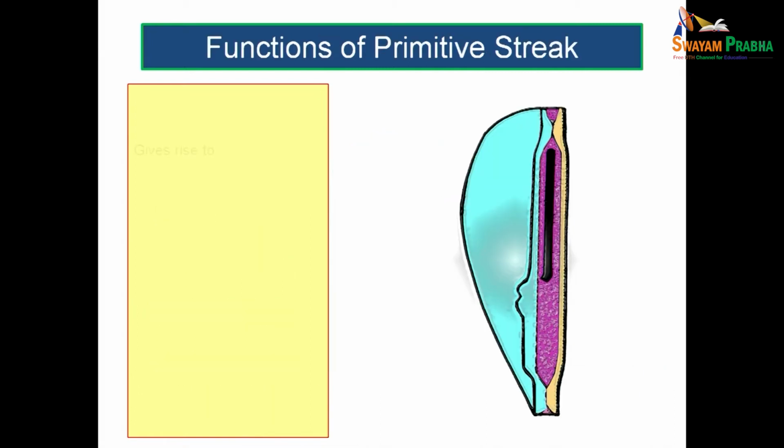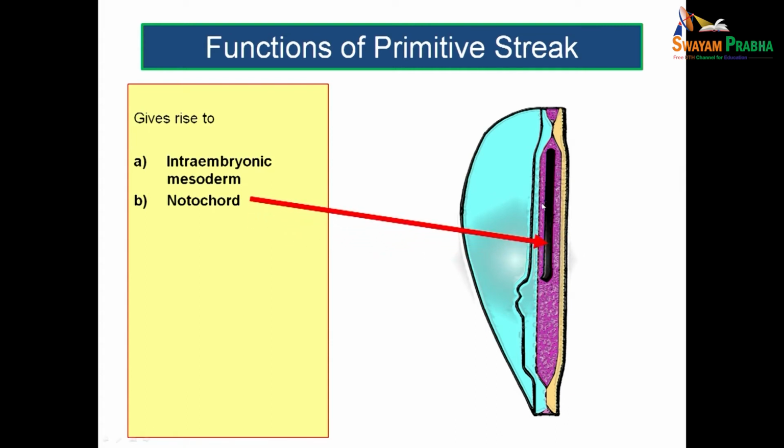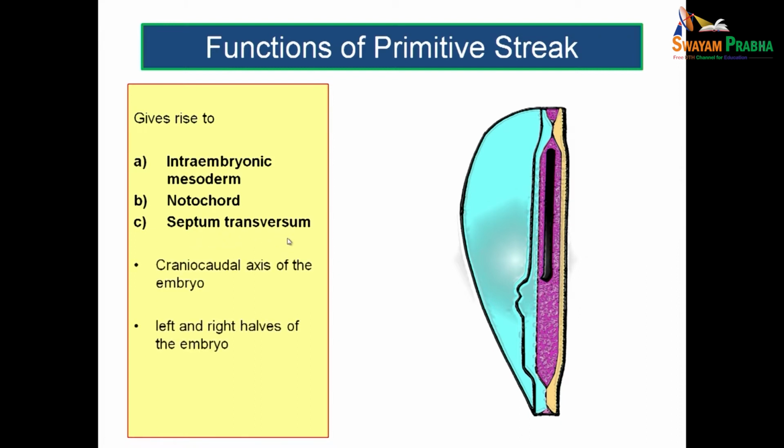Now, what are the functions of the primitive streak? We have already mentioned the formation of the intraembryonic mesoderm. So, first point, it gives rise to the formation of intraembryonic mesoderm. Then it gives rise to the formation of notochord. In the midline, you can see a black process extending from the primitive streak to the cephalic end up to the precaudal plate. That is known as notochord. Again, towards the cranial end, a tissue known as septum transversum is also being formed.